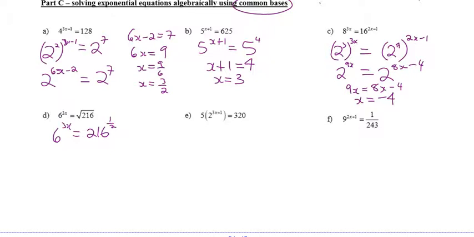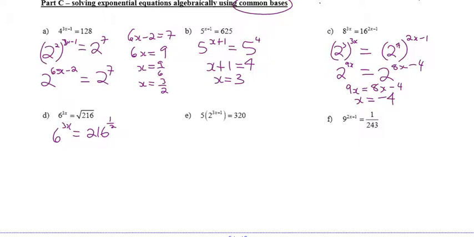Okay, so now we have exponents, right? I couldn't do anything with this because that's written as a radical. We need to write everything in exponential form. So 6 to the 3x, 216 to the half. 6 isn't a power of anything, right? Like, it's not a power of 3, it's not a power of 2. So 216 must be a power of 6.